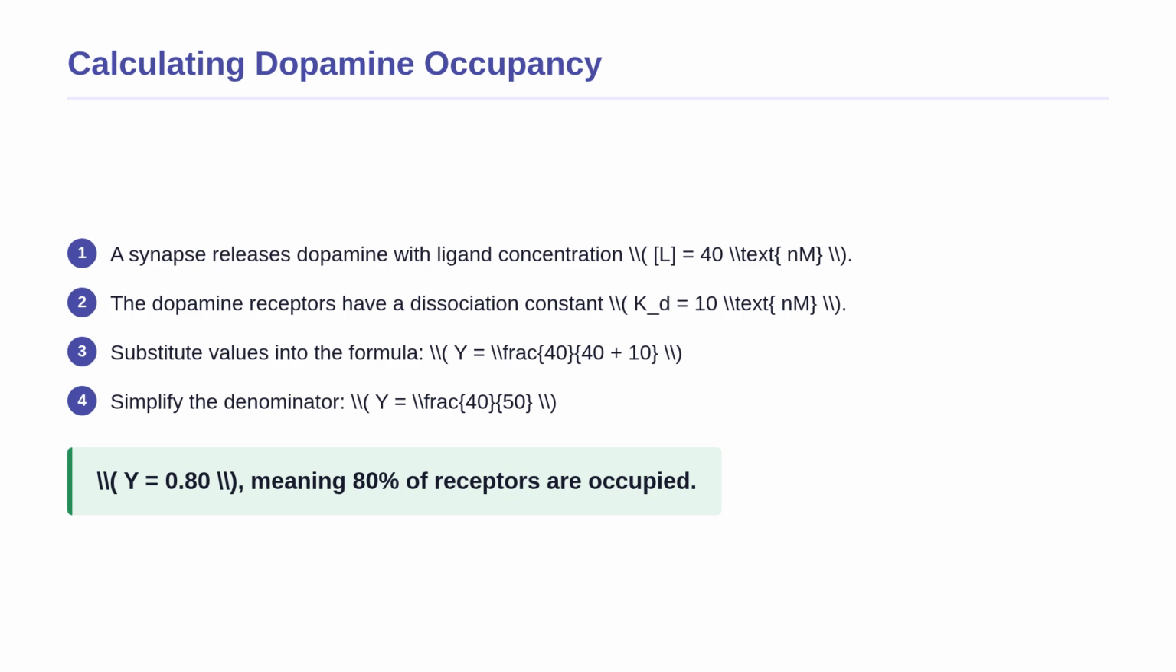We choose our fractional occupancy formula and substitute 40 for the ligand concentration in both the numerator and denominator. We then plug in 10 for the dissociation constant. Adding the denominator gives us 40 divided by 50. This yields a final answer of 0.80. Physically, this means exactly 80% of the dopamine receptors are bound, indicating a very strong signal that will likely trigger a feeling of reward.